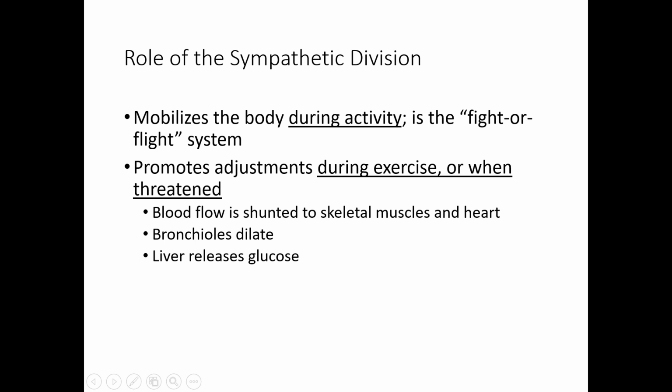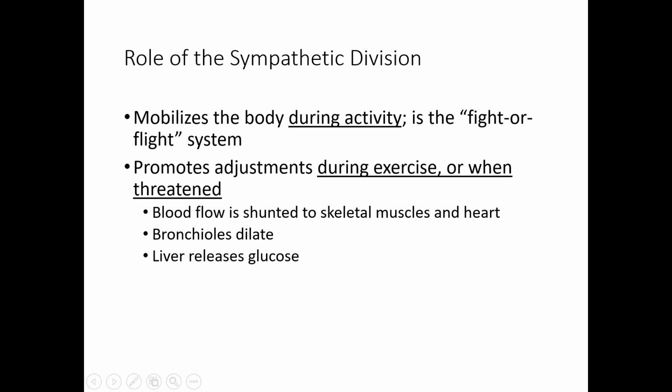Sympathetic division, on the contrary, works for activity, and it mobilizes the body during activity. It's also called the fight or flight system. So it works during exercise or also when we are emotionally active, when threatened, for example. Skeletal muscles should be ready to run or fight, so blood is shunted to skeletal muscles.